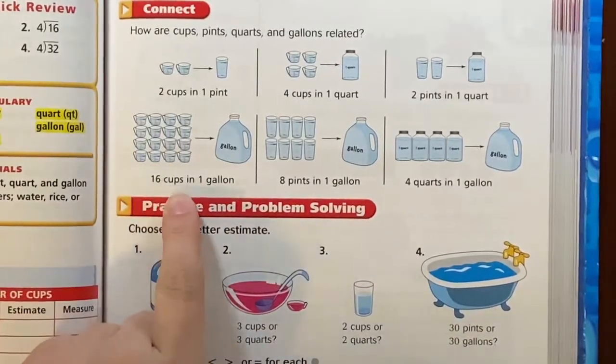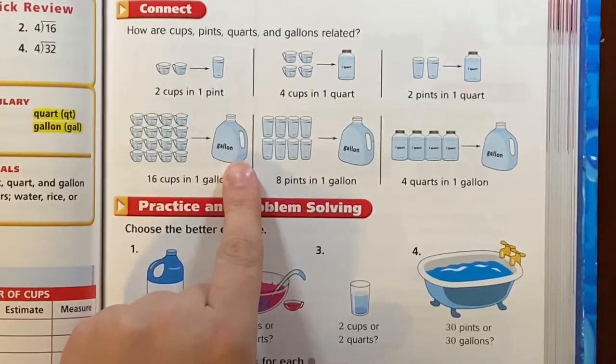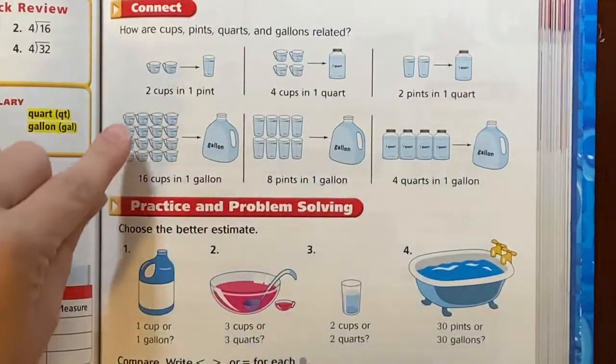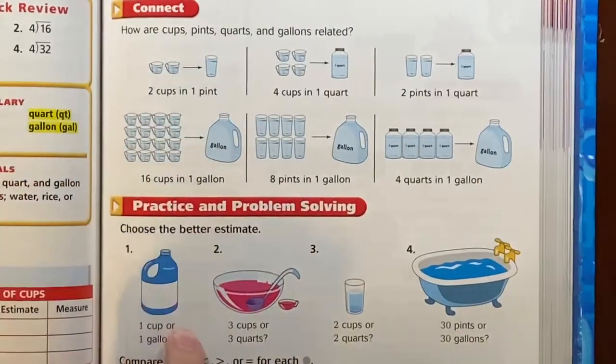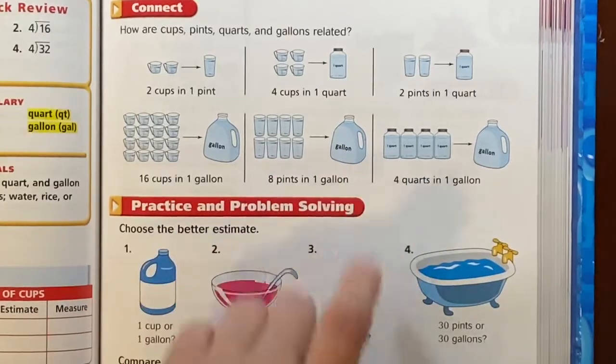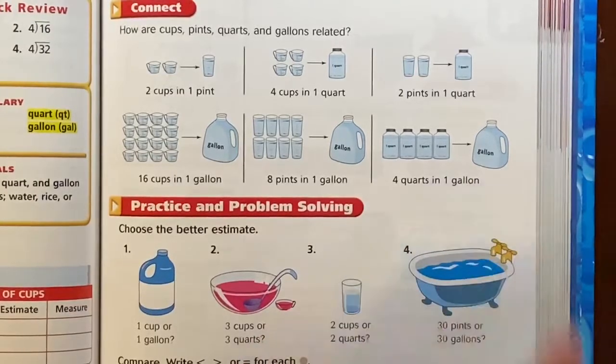16 cups in 1 gallon. So if you were to take a gallon of milk and pour it out into a glass measuring cup, you would be able to do it 16 even times. There are 8 pints in 1 gallon of milk and 4 quarts, quarters, in a gallon, like a dollar.